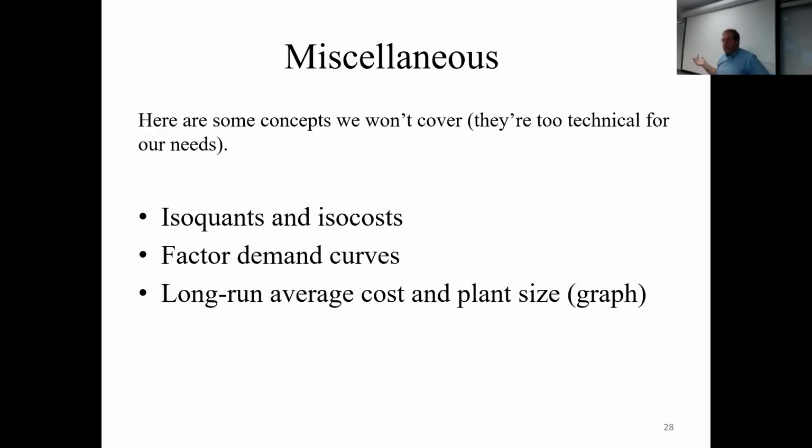Factor demand curves, same principle, and then long-run average cost and plant size. That's just a fancy, sophisticated graphical and mathematical way of looking at what are your economies and diseconomies of scale. How big should you be? So for certain industries like the car industry, the optimal plant size is going to be a lot bigger than it is going to be for, say, the sandwich shop industry.